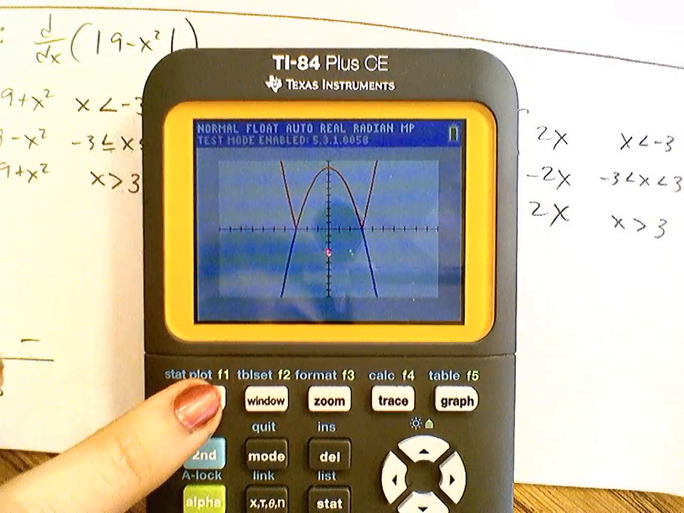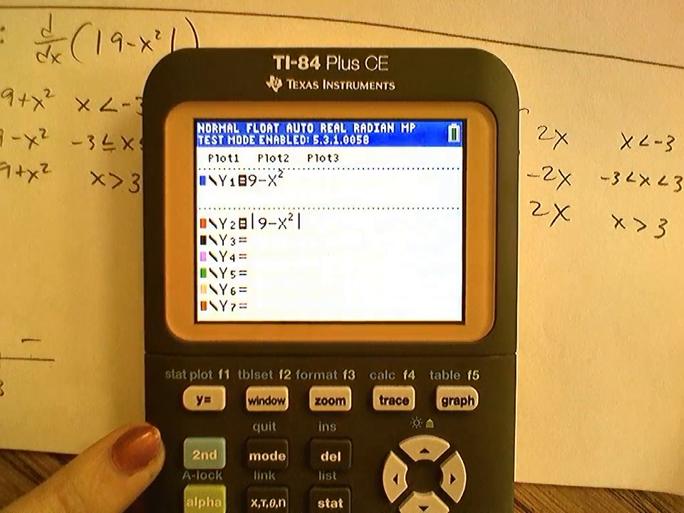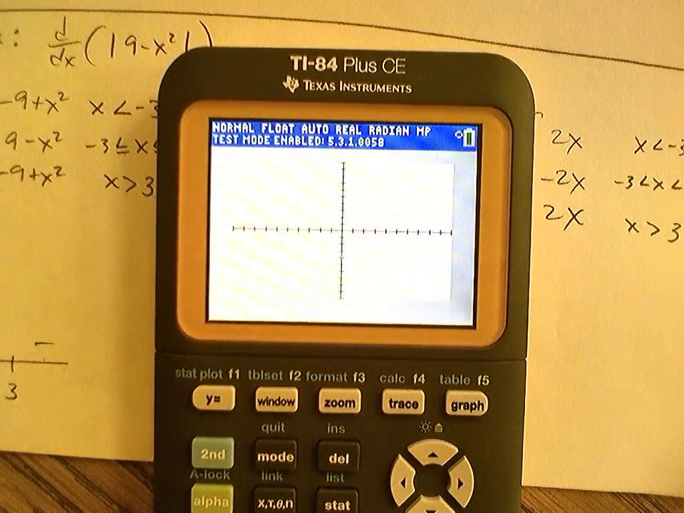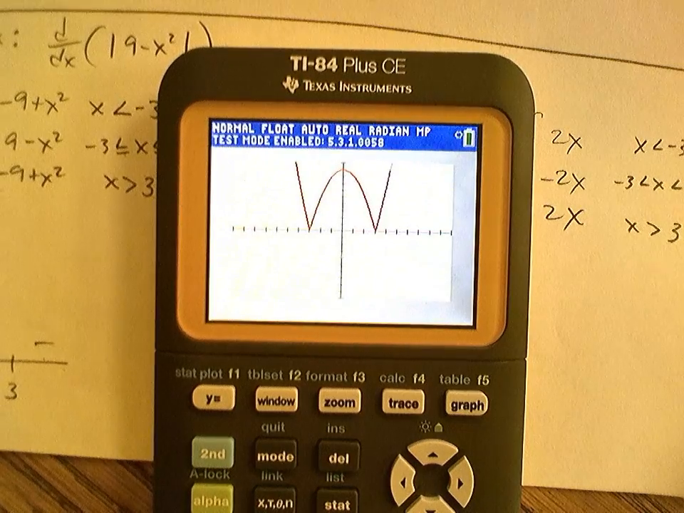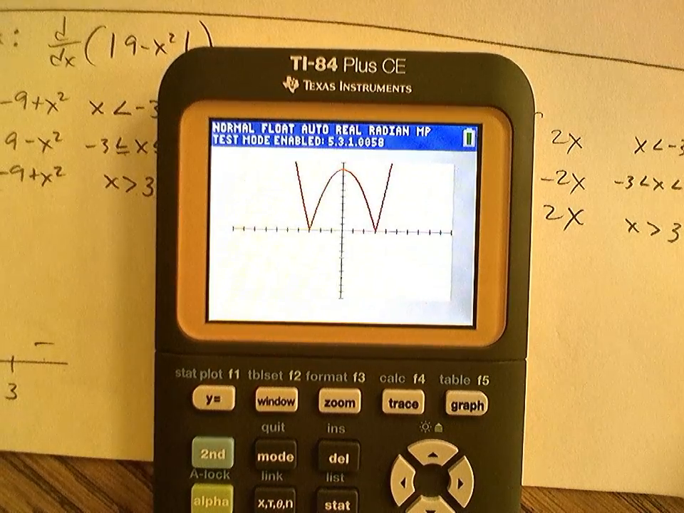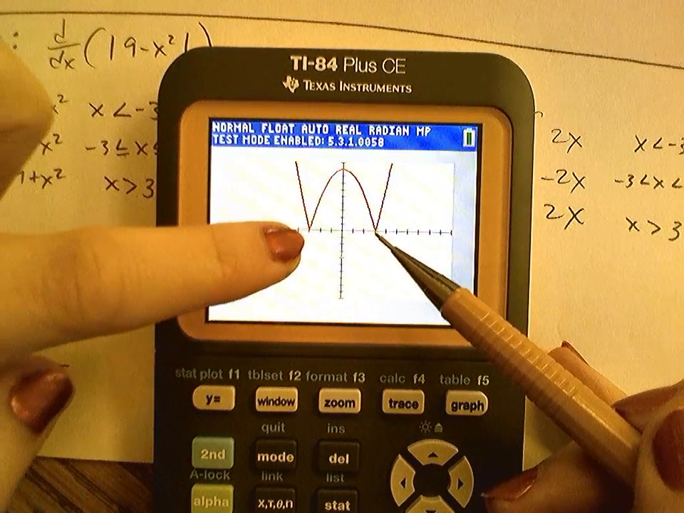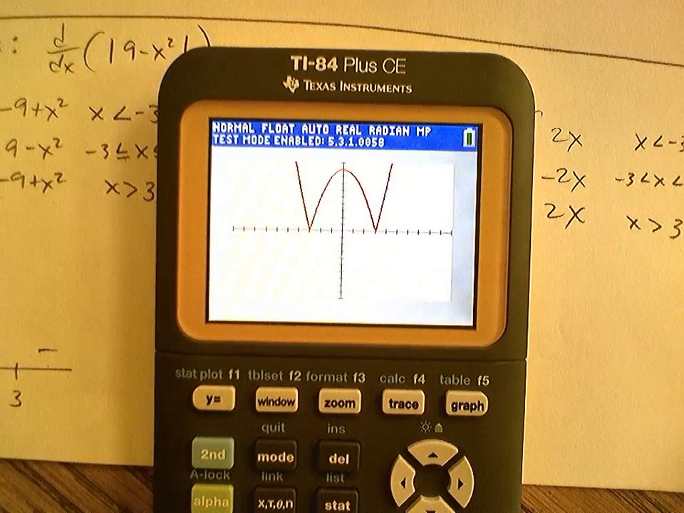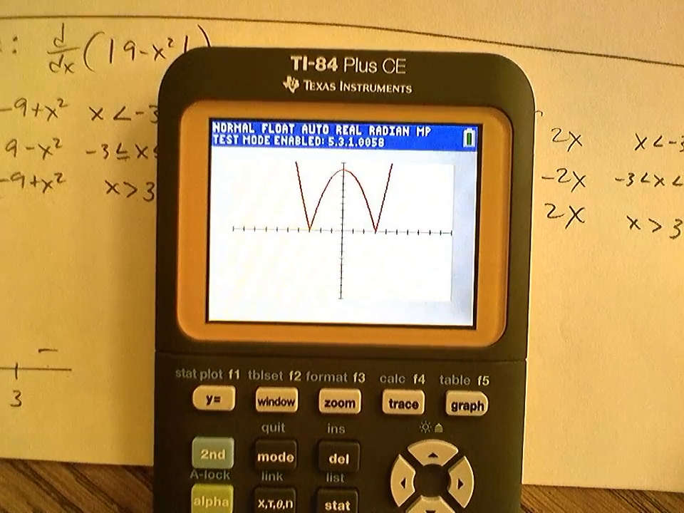As you can see here, let me unhighlight this. There's the graph of the absolute value function that we're taking the derivative of. I keep saying derivative graph wrong. And these sharp corners mean that it doesn't have a derivative there. The derivative doesn't exist there. Sorry, I kept saying that wrong.